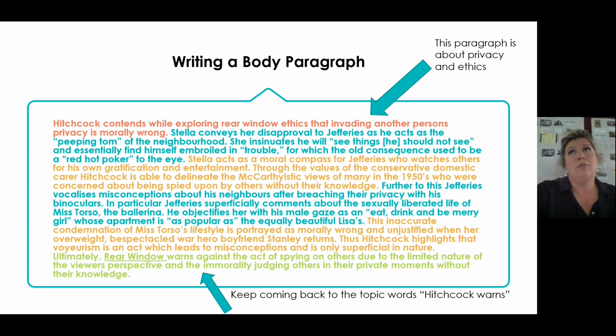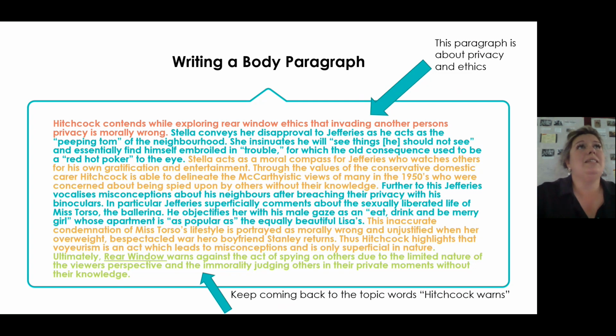Then I give my second example, and I've used the phrase "further to this" to lead into the second example, so it kind of flows. "Further to this, Jeffries vocalizes misconceptions about his neighbours after breaching their privacy with his binoculars. In particular, Jeffries superficially comments about the sexually liberated life of Miss Torso, the ballerina. He objectifies her with his male gaze as an eat, drink and be merry girl whose apartment is as popular as the equally beautiful Lisa's."